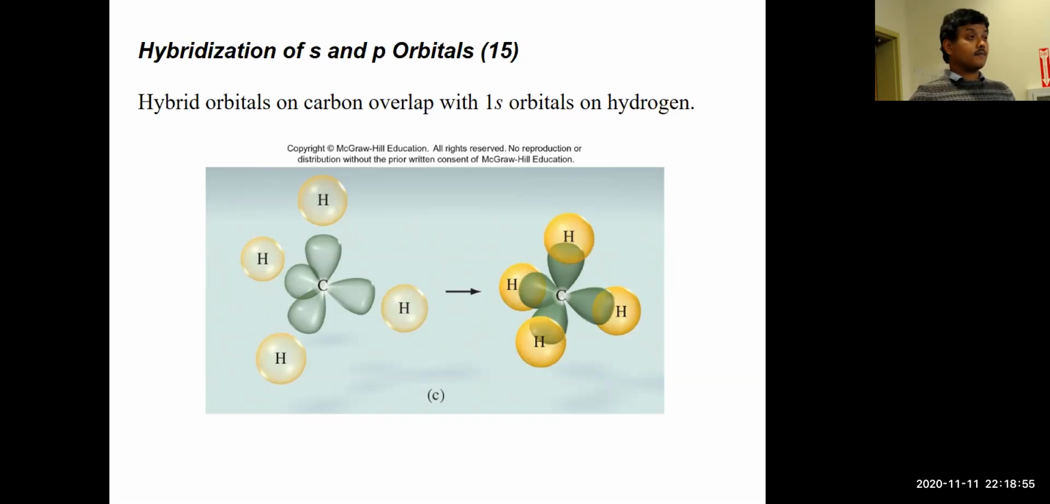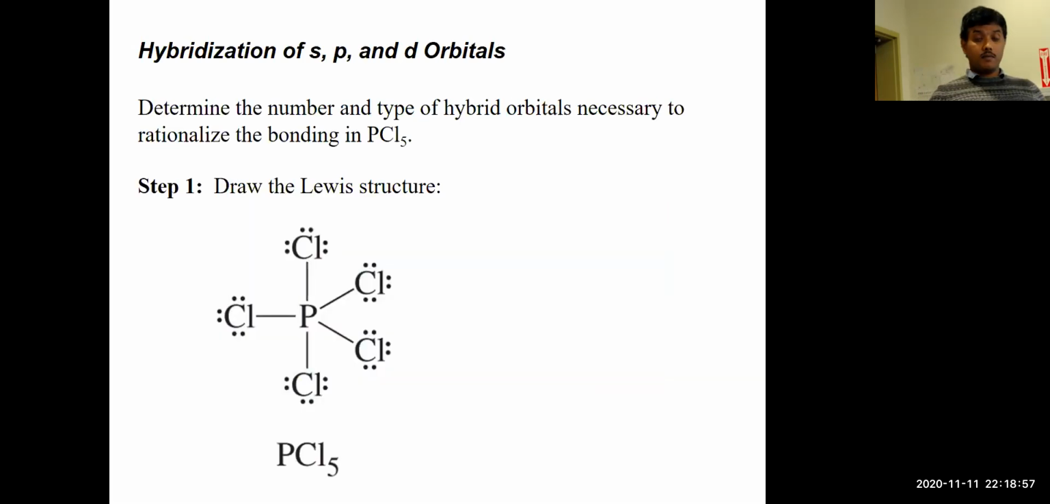All right, we discussed a couple of examples, but we're going to discuss a few more. By now you should see the trend, and if you're comfortable, you can even start doing the same on your own. But I'm going to explain the remaining couple of problems as well. Again, the question is asking a similar question: determine the number and type of hybrid orbitals necessary to rationalize bonding in PCl5.